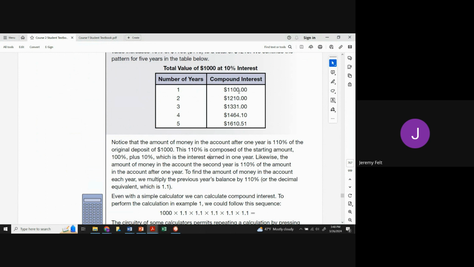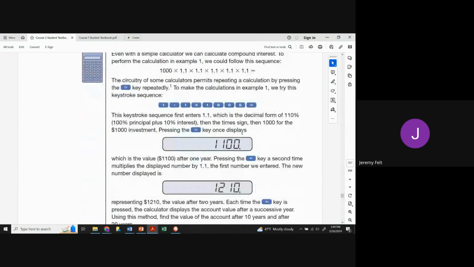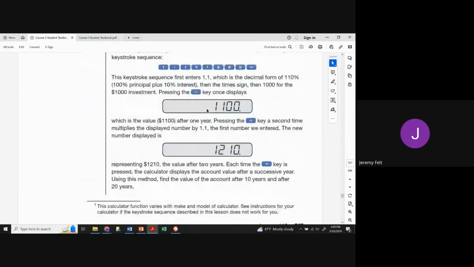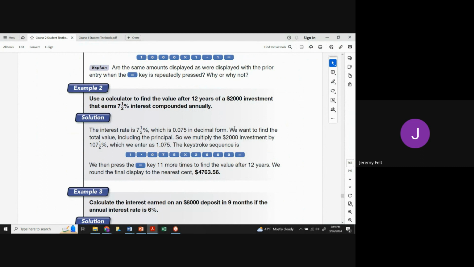So again, simple interest, well, 10% of 1,000 is 100. So simple interest would go up by 100, 100, 100, 100, 100. We'd be at, what would that be? 400 up after 4 years, and 500 after 5 years. But we're obviously much more than that. We started at 1,000, now we're at 1,610.51. And this is showing you how we can use the exponent key, which I just showed you.